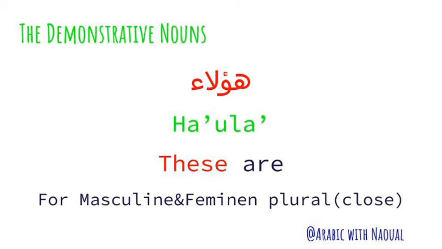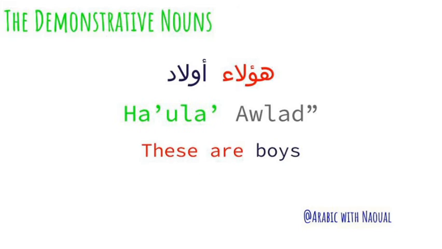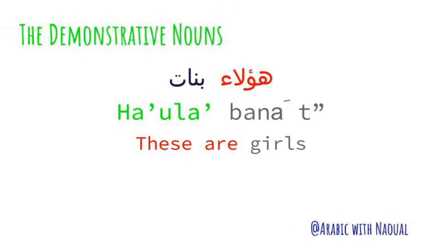The demonstrative noun هؤلاء for masculine and feminine plural. Let's repeat, هؤلاء. This is an example for هؤلاء for masculine plural: هؤلاء أولاد. These are boys. An example for هؤلاء for feminine plural: هؤلاء بنات. These are girls.